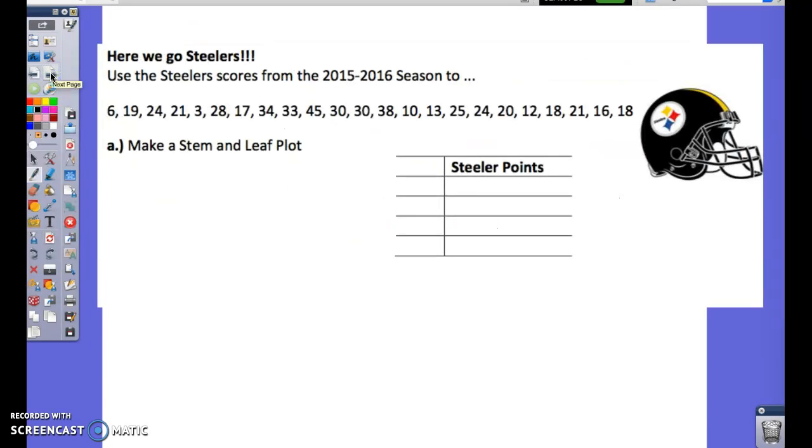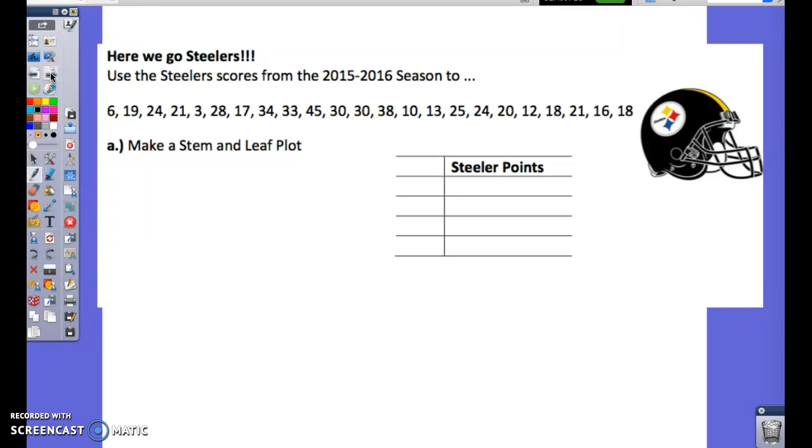Looking at this example here, what we did is we took the data values from 2 seasons ago. It's the Steelers scores from the 2015 and 2016 seasons. And if you're looking at it and saying, wait, that's a whole lot of scores, keep in mind this represents the preseason games as well as the playoff games. And the problem is asking us to make a stem and leaf plot.